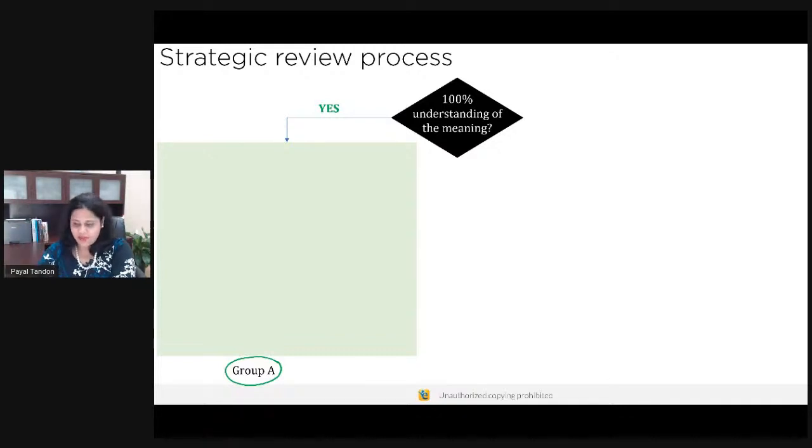Now, because you had 100% understanding of the meaning, I need you to make 2 more entries. One is, why did you reject the correct choice? Because you understood the meaning correctly, but you still ended up selecting, let's say, choice D in this case. Why did you do that?